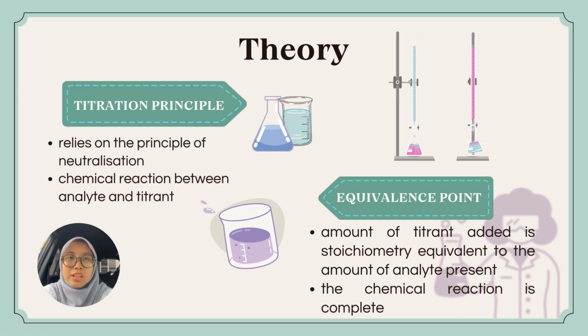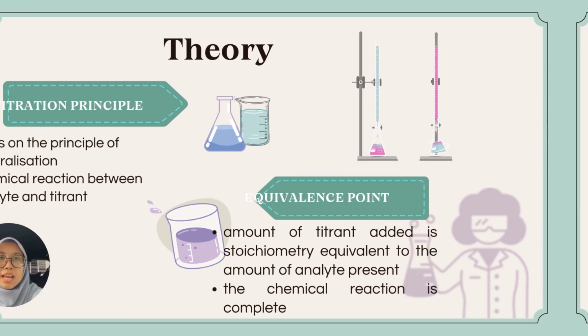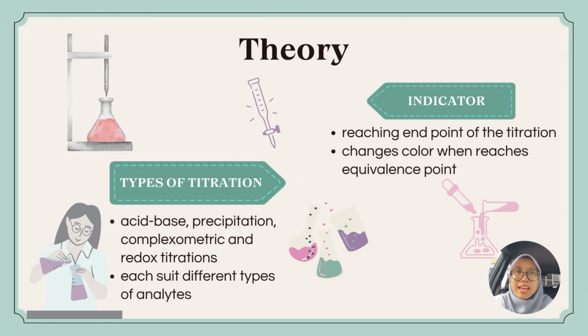Next, we move to the theory of volumetric analysis. The first one is the titration principle. Volumetric analysis relies on the principle of neutralization, a chemical reaction between analyte and titrant. Next, the equivalence point. This is the point during titration where the amount of titrant added is stoichiometrically equivalent to the amount of analyte present. At this point, the chemical reaction between the analyte and titrant is complete. The third one is the indicator. An indicator is used to signal the endpoint of the titration. It will change color when the equivalence point is reached, helping to accurately determine when the reaction is complete.